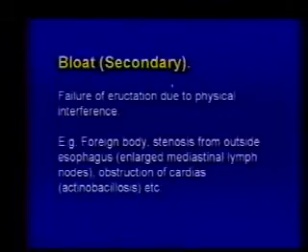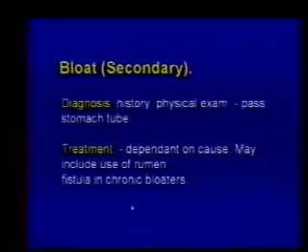Secondary bloat, that was primary. The secondary bloat is failure of eructation due to physical interference, a mass in the mediastinum. Foreign body, stenosis from the outside, such as in the esophagus, from an enlarged mediastinal lymph node, or obstruction of the cardia of the rumen, such as you may see in actinobacillosis. So this is referred to as secondary bloat. Diagnosis is based on the history, physical exam, and passing of a stomach tube. Treatment, depending on the cause.